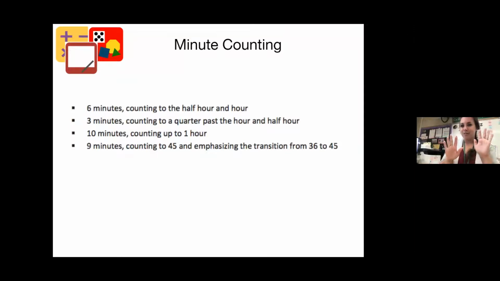How did that go? It's a little bit easier when we don't say minutes, so I might keep it at that. All right, let's do 3. But this time when we get to 15, we're going to say quarter past. And when we get to 30, we're going to say half hour. Okay, so 3, 6, 9, 12, quarter past, 18, 24, no. Yeah, 18.